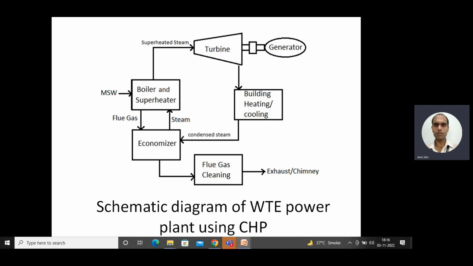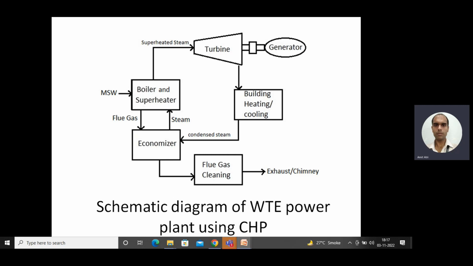Now the exhaust steam coming out from the turbines still has a huge amount of heat. So that can be further used for other purposes like the heating or cooling of buildings. Then after that the steam gets condensed, it goes to the economizer, and the flue gases coming out from the boiler preheat it using the heat in the flue gases. And then it is again circulated to the boiler.